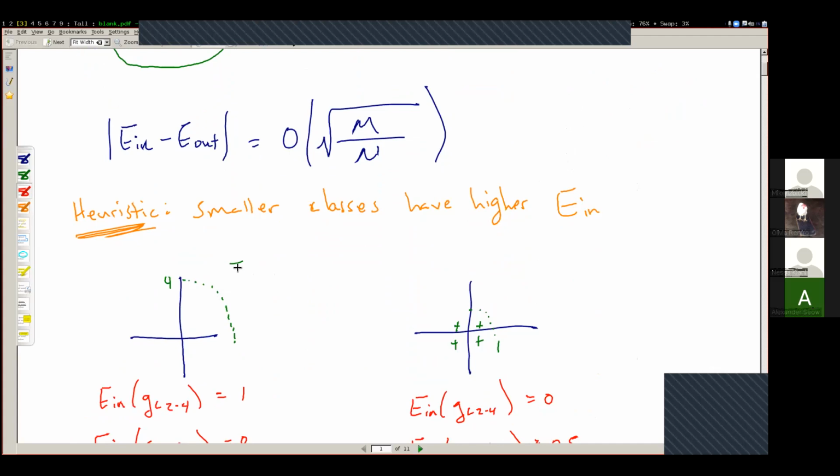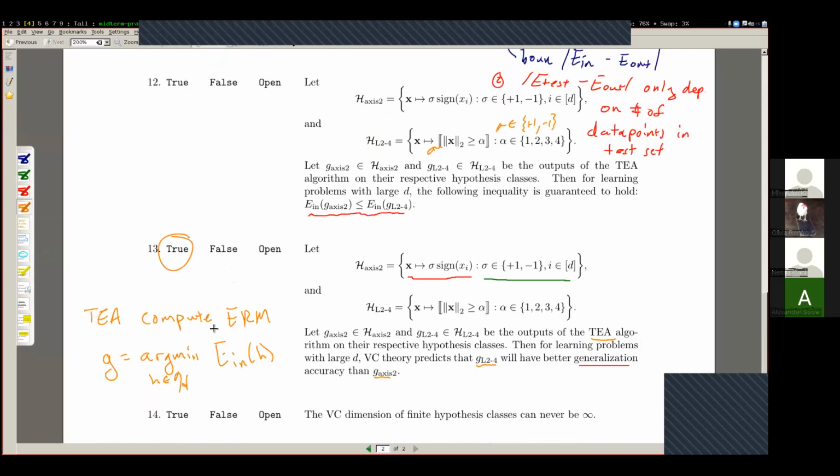Then we would be able to classify this as a positive. But if I added another negative data point way down here, then we would still be in the situation where there's no way that the circle hypothesis class can correctly classify both of these two things at the same time, but the axis hypothesis class can. Did that answer your question? Good question. Any other questions on this problem?